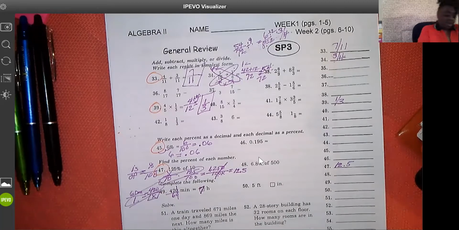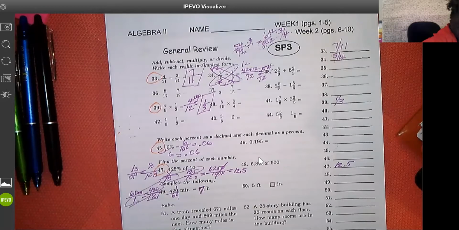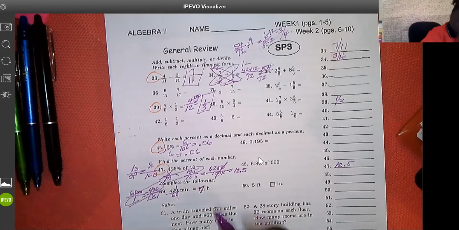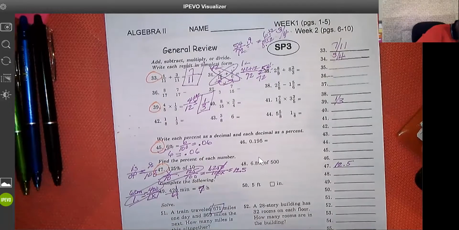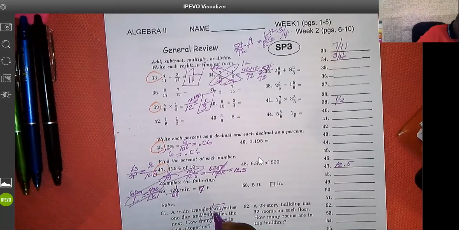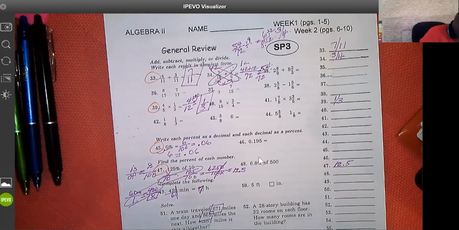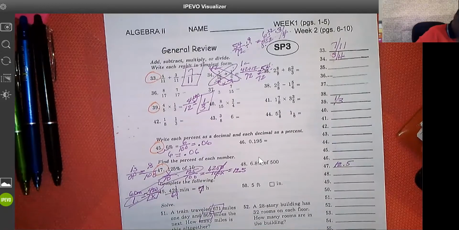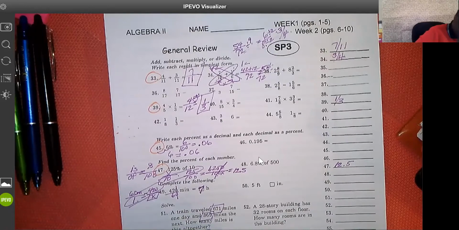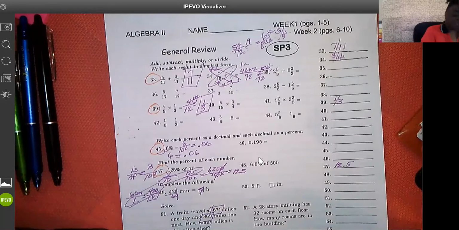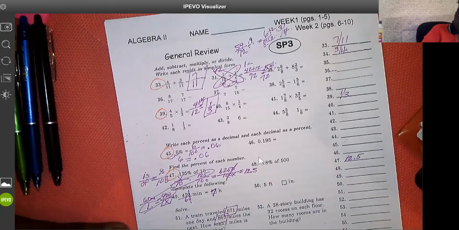Going down, looking at the word problems there, it says solve. A train travels 671 miles one day and 869 miles the next day. How many miles is it all together? So we know we have 671 miles and we have 869 miles. And it says how many miles altogether. So we know that is addition. I like to annotate my problems because that way it allows me to put numbers and make it a little easier to digest.